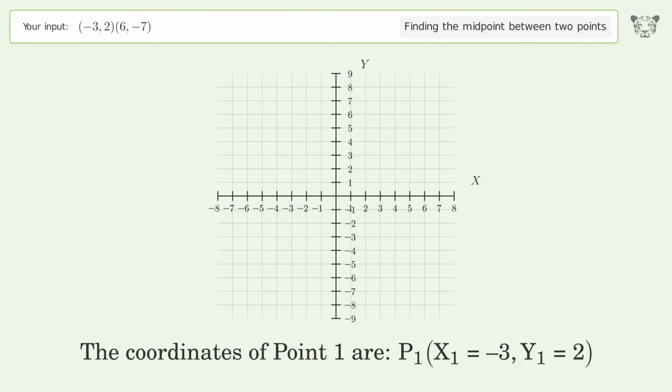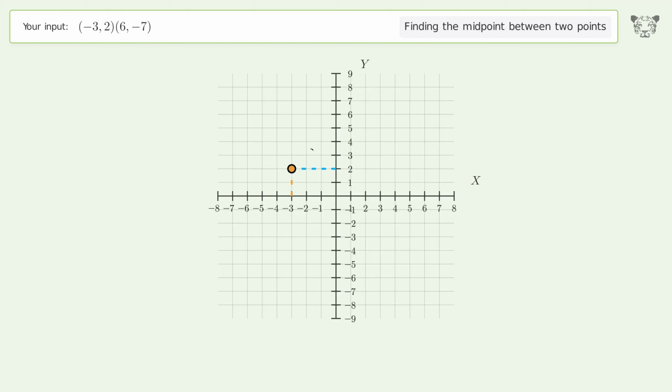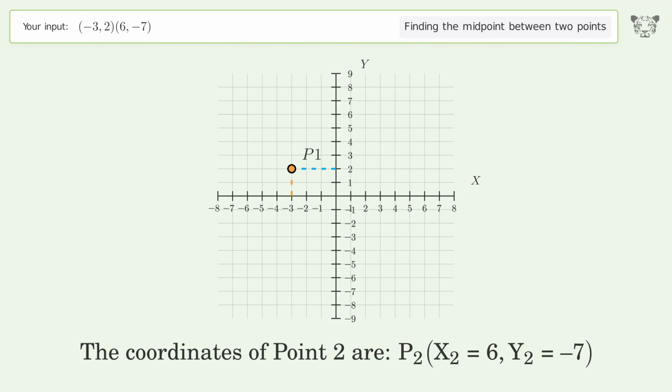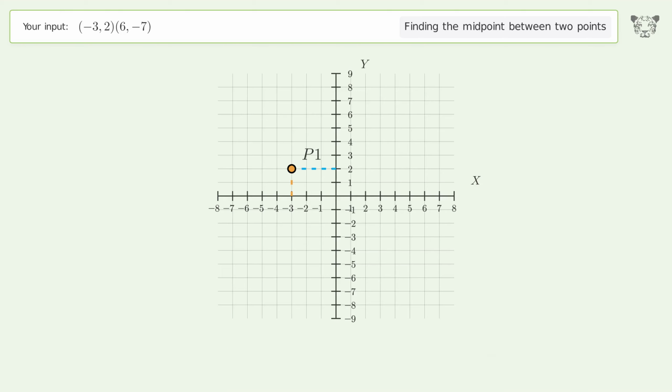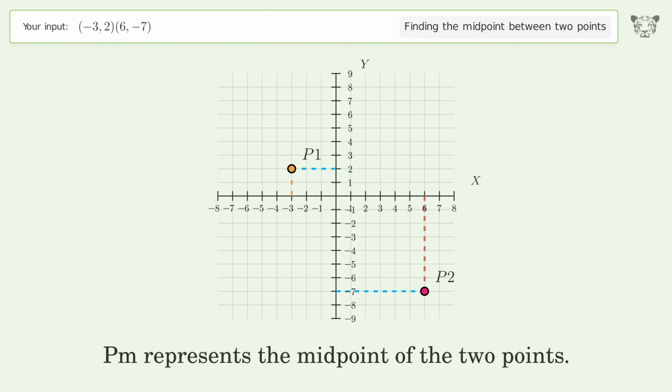The coordinates of point 1 are, x1 equals negative 3, y1 equals 2. The coordinates of point 2 are, x2 equals 6, y2 equals negative 7. PM represents the midpoint of the 2 points.